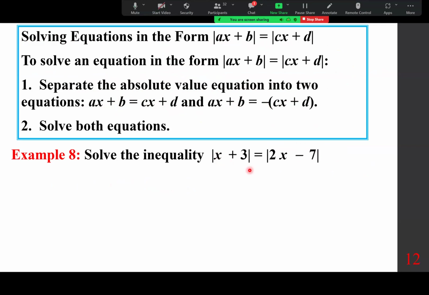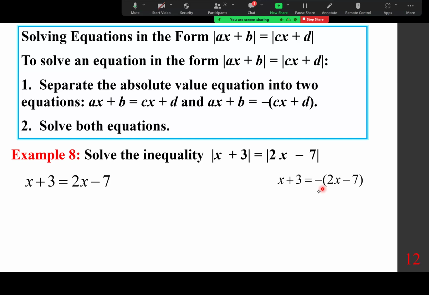So in order to solve this, one is just to drop the absolute value. So solve the equation, the absolute value of x plus 3 equals absolute value of 2x minus 7. So the methodology is, one is just drop the absolute value from both sides. The second method is drop the absolute value from both sides, put one side in parentheses, and put a negative in front of it. So this one is dropping the absolute value. This one, we drop the absolute value and we put a negative sign in front of one side.